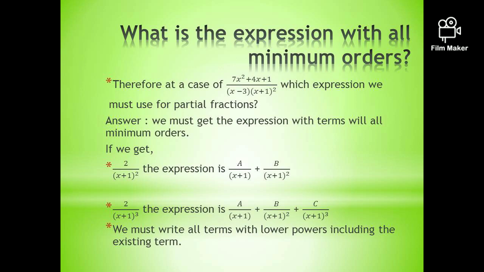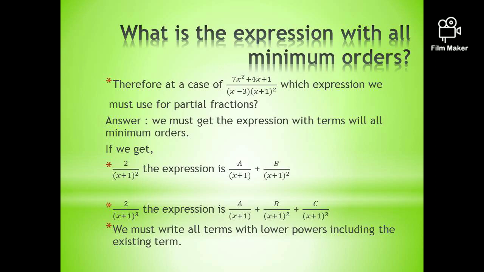Therefore, when you are writing partial fractions with a repeated denominator, just like 7x squared plus 4x plus 1 over x minus 3 into x plus 1 squared, we should write all the minimal orders of the repeated term. For example, if you get the repeated term x plus 1 squared, we should write all the minimal ordered terms of x plus 1 squared. What are the minimal terms of x plus 1 squared? The power is 2. So we need to write x plus 1 as one denominator and x plus 1 squared as the other denominator. For example, if you get 2 over x plus 1 squared, we should write a over x plus 1 plus b over x plus 1 squared.